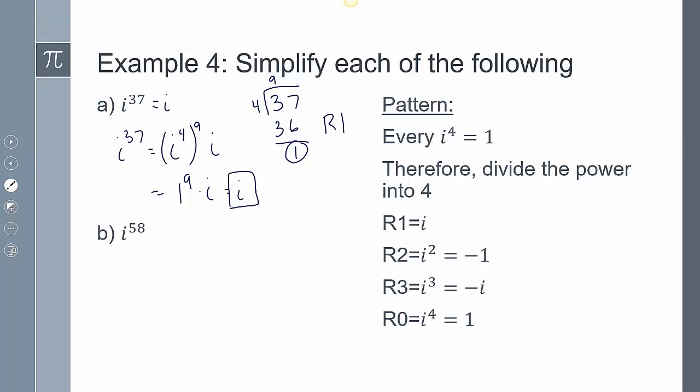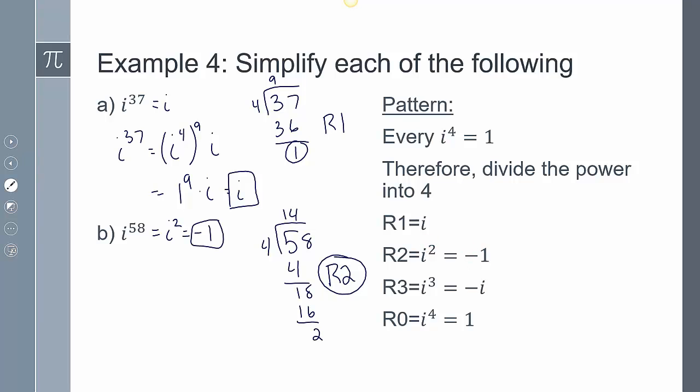To find b, take that 58, and I need to divide 4 into 58. I'm going to get remainder 2. Remainder 2, we said, is i squared, so it's going to be negative 1.